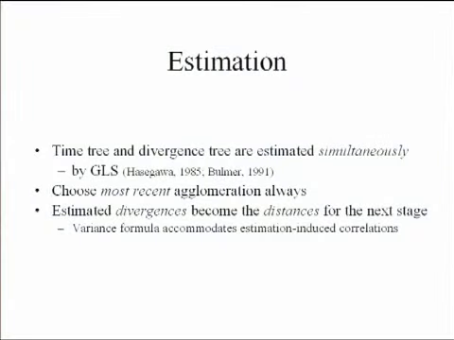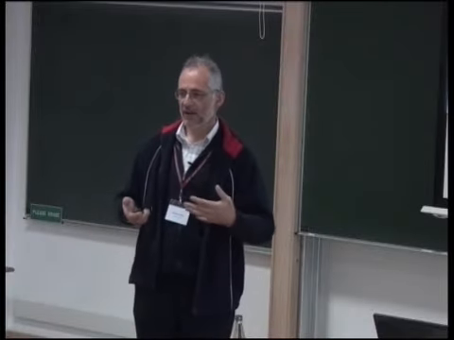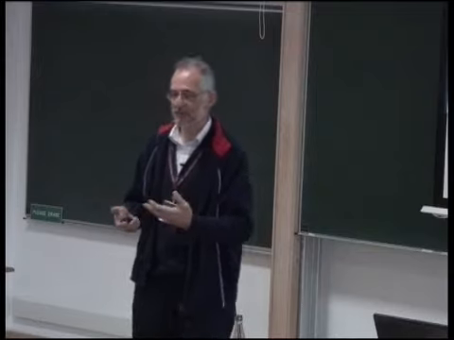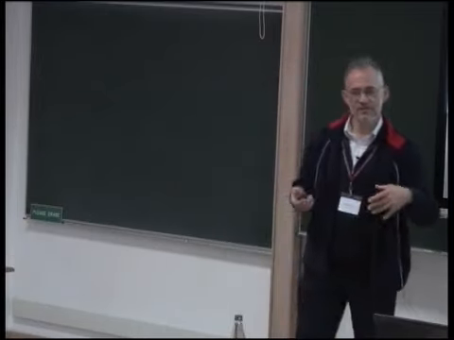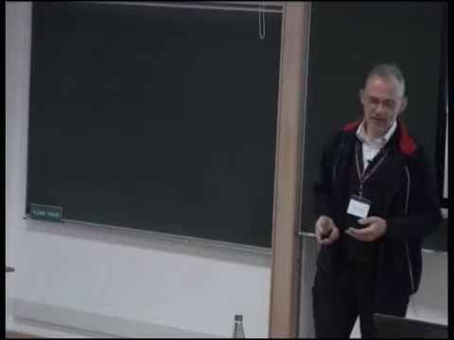The time tree and the divergence tree are estimated simultaneously by generalized least squares. How do we decide which two taxa to agglomerate at any given stage? It's very simple and very natural. We evaluate all the possible agglomerations at a given stage, and we simply choose the one which would have happened most recently. So it's just based on time. We don't choose which two things to agglomerate according to some complicated variance thinking. We're just saying, well, which one would have happened next as we go back in time? And we choose that one. So it's perfectly natural. I don't think other methods do this at all.